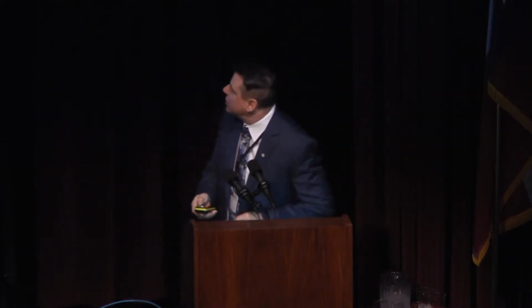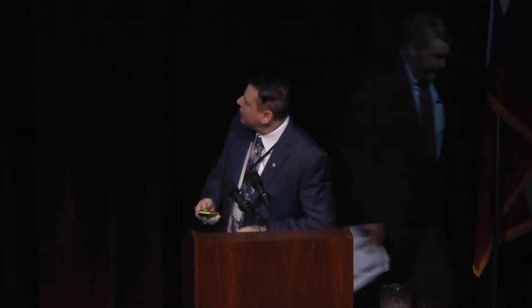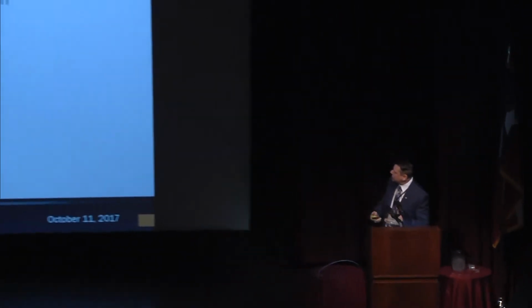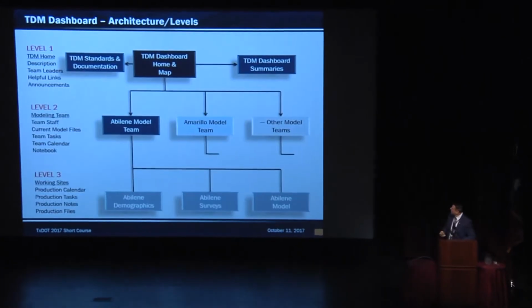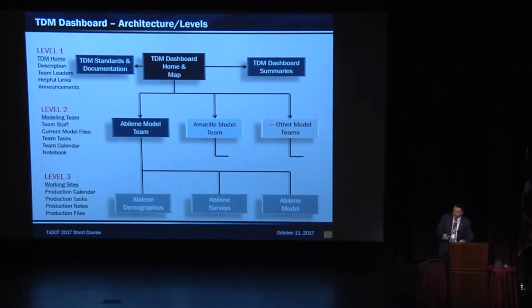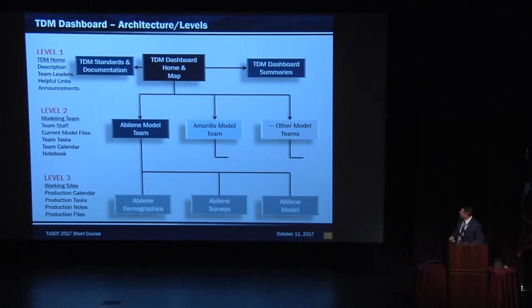Okay, so I talked about that. So these are just the collaborative team effort here. Now we're getting into the actual architecture. So like I said, the three different levels. Level 1 is general information. Level 2 has a little more detail about the teams and the working milestones, calendars, and the current model files. And then level 3 is where the actual working files are exchanged for model inputs.